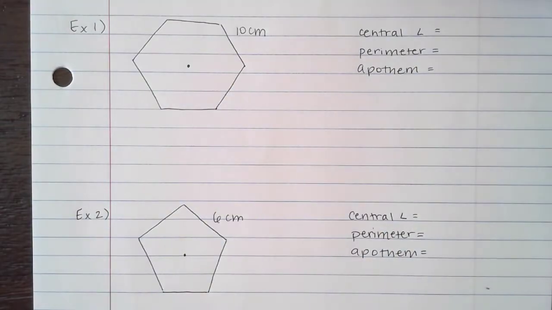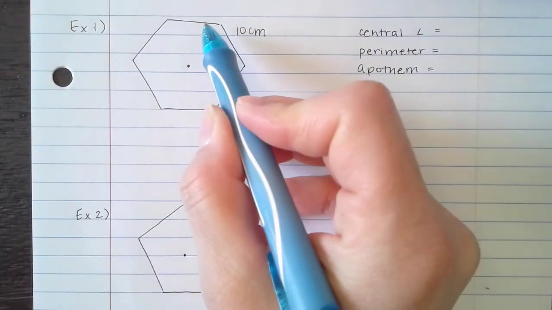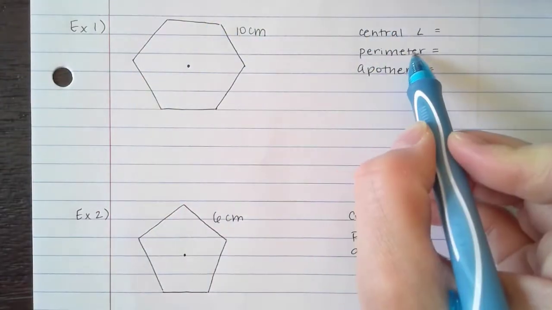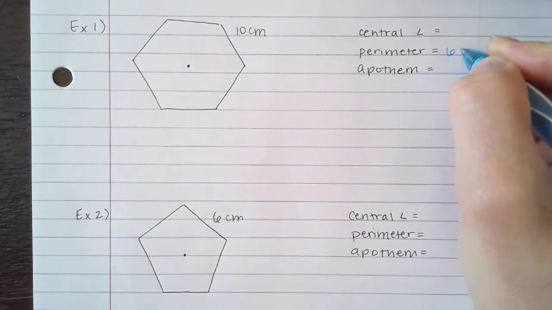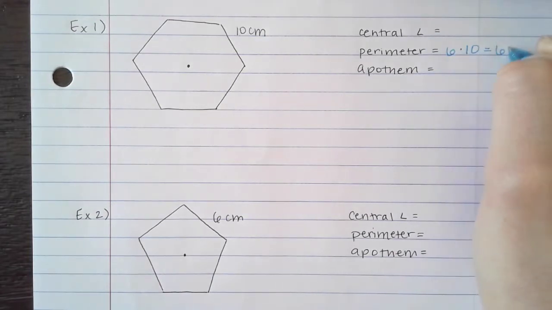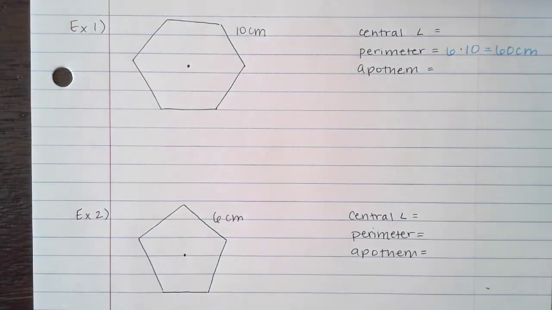The perimeter is usually the easiest because that's something we're very familiar with. If this is a regular shape, which it is, we know the perimeter is just 6 sides times what the sides are. That's 60 centimeters in this case.